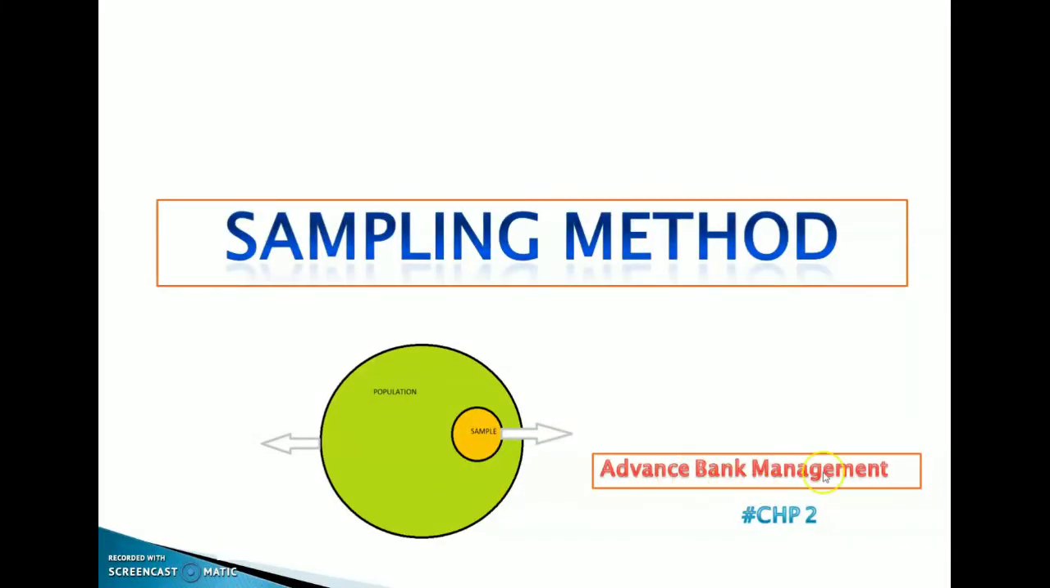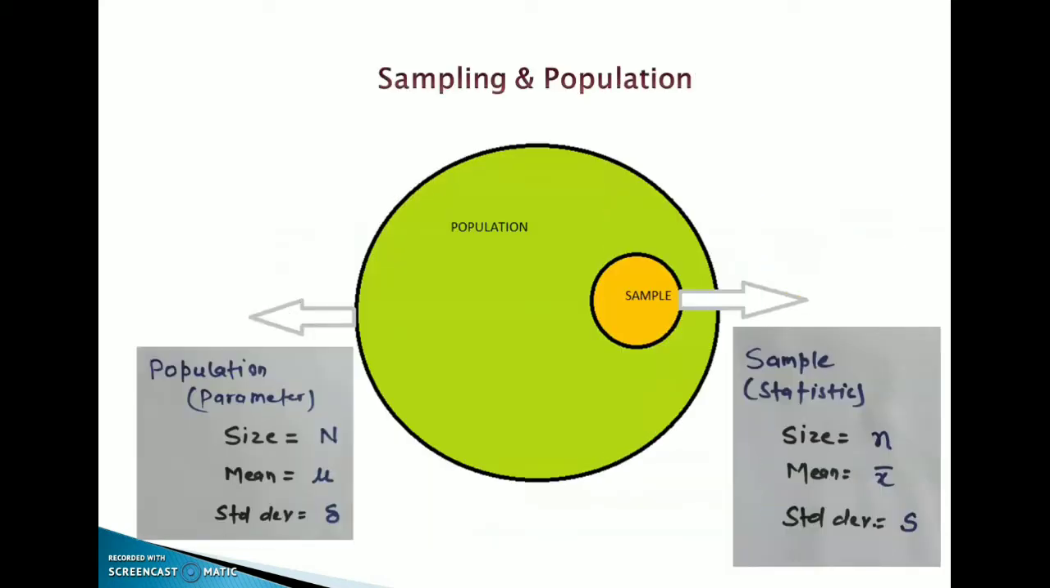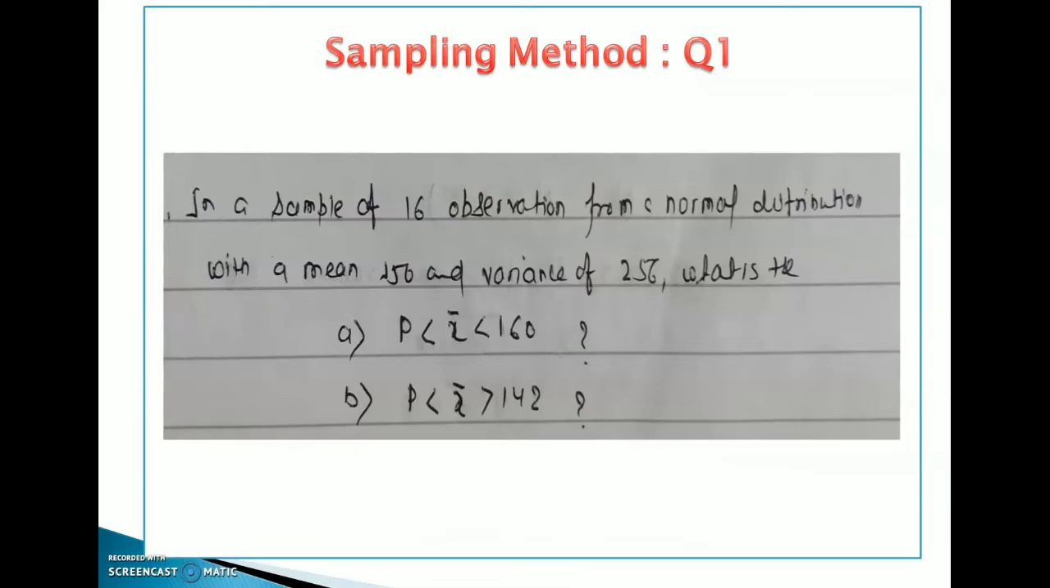Hello friends, in this chapter of sampling method, we will see a few numericals based on sampling method. Let's see one example. In a sample of 16 observations from a normal distribution with a mean of 150 and a variance of 256, what is the probability that the sample mean is less than 160, and what is the probability that the sample mean is greater than 142?